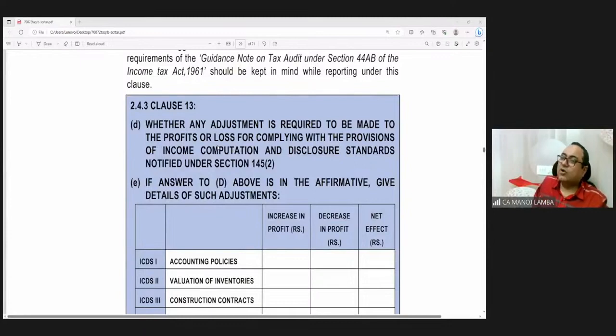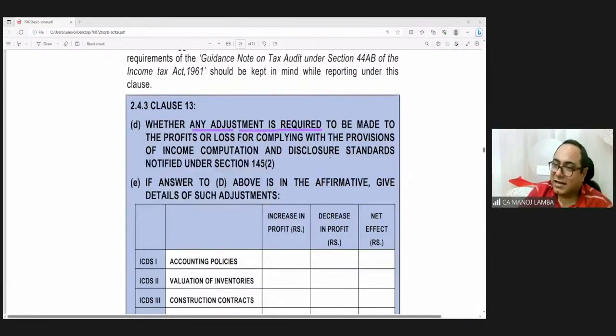And for that, there is clause number 13, subclause D, and 13, subclause E in Form number 3CD. Now starts our discussion with 13 subclause D. Whether any adjustment is required to be made to the profit and loss account for complying with the provisions of income computation and disclosure standard notified under section 145, subsection 2. But the question is, read it very carefully, whether any adjustment is required.